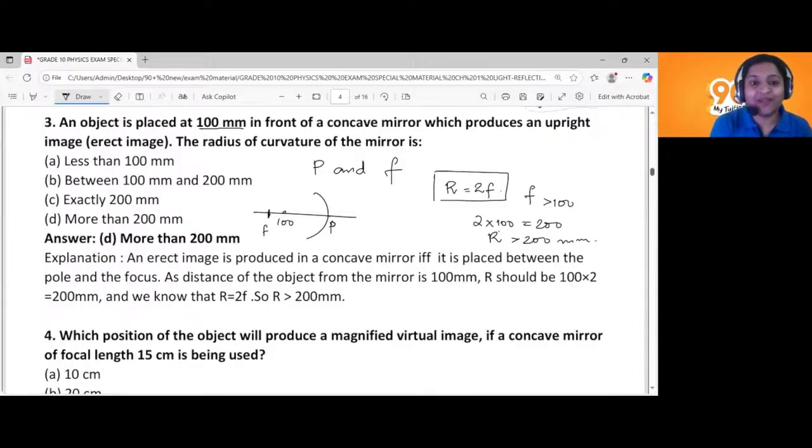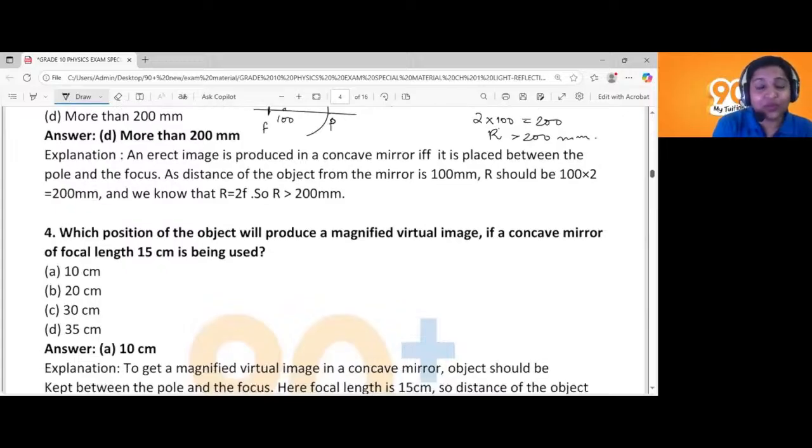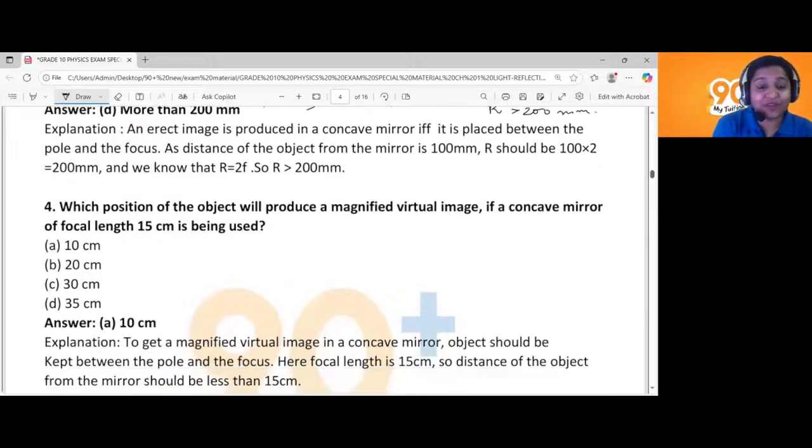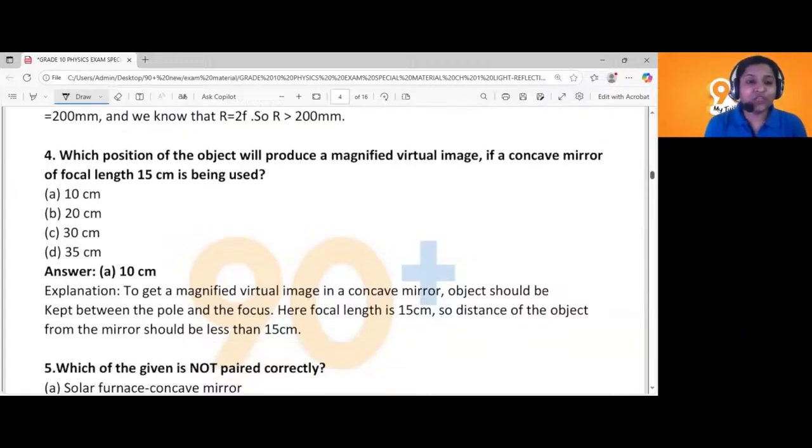These model questions are very, very important. Okay, case 6, in a concave mirror. A concave mirror which is producing a virtual erect image when the object is placed between the pole and focus is very, very important. Which position of the object will produce a magnified virtual image if a concave mirror of focal length 15 centimeter is being used? Again, same case, object is placed between the pole and the focus. Okay. Focal length is 15.